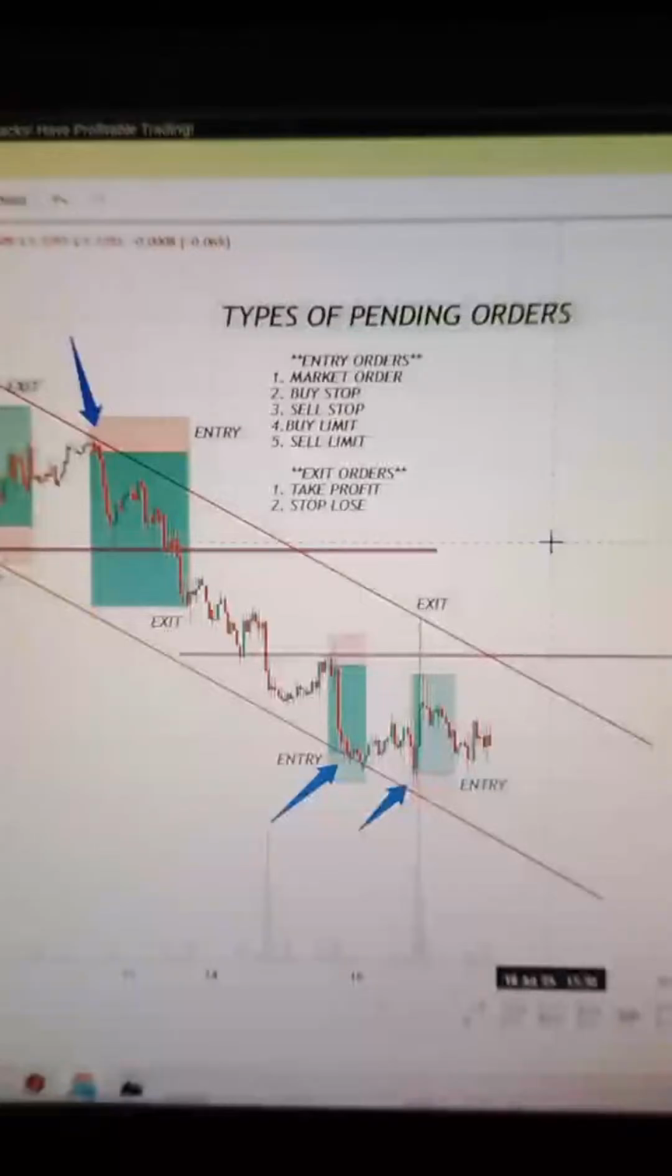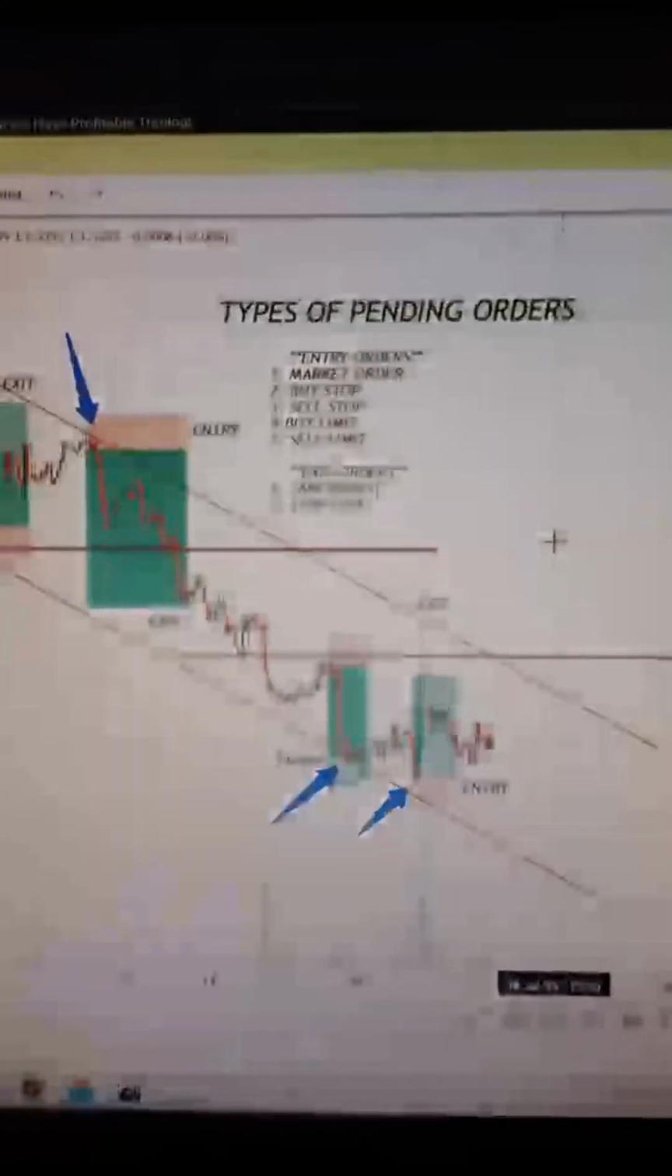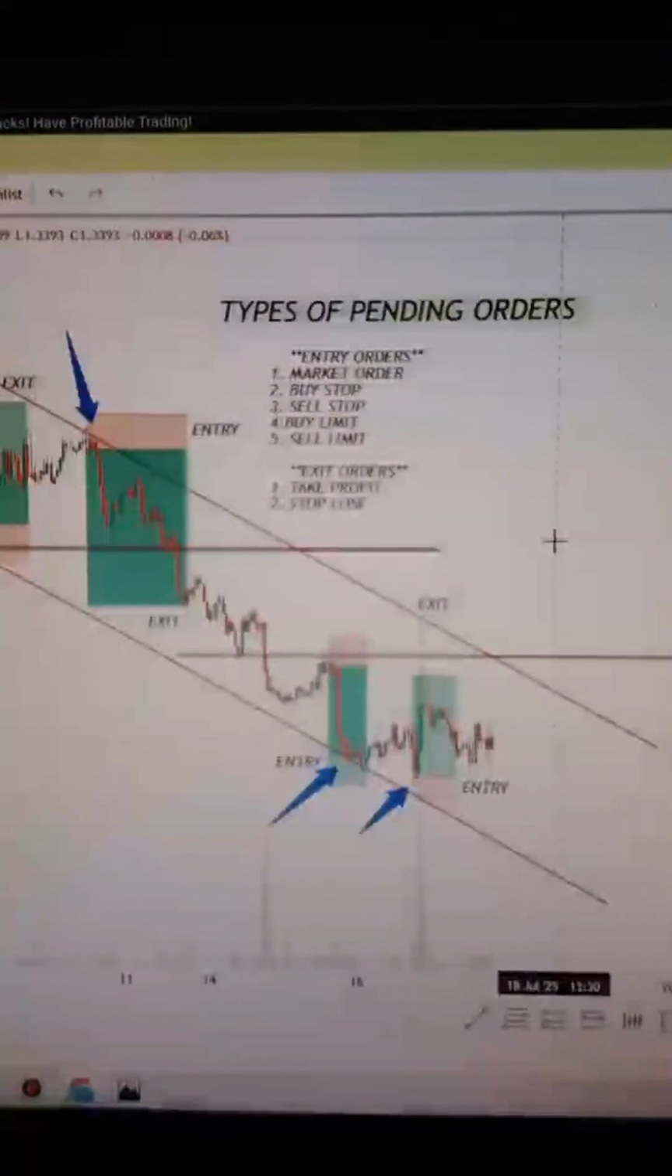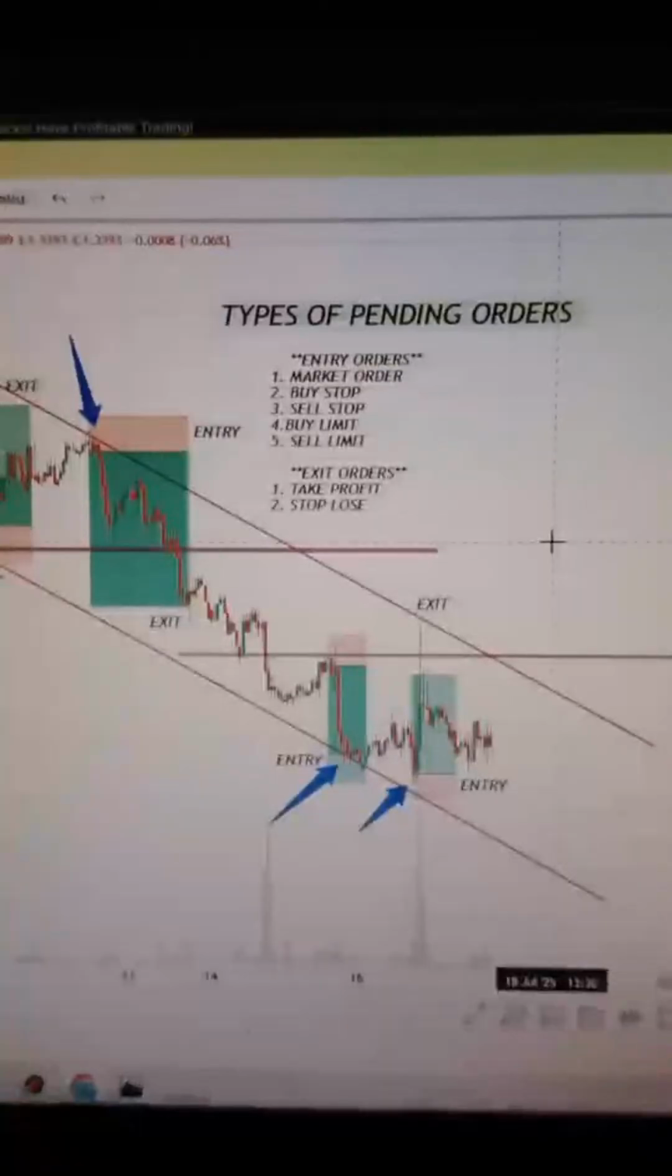Okay, let's proceed, guys. Now, these orders you see here, as I said, are orders that help us to take a trade, to enter a position or exit a position. I'm going to be talking about the types of orders.